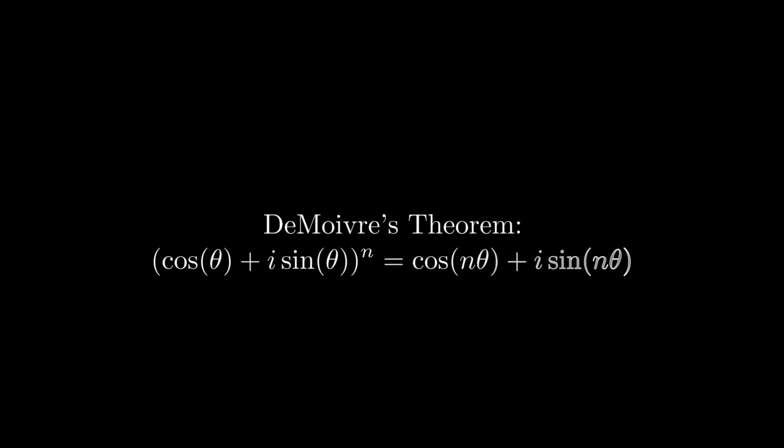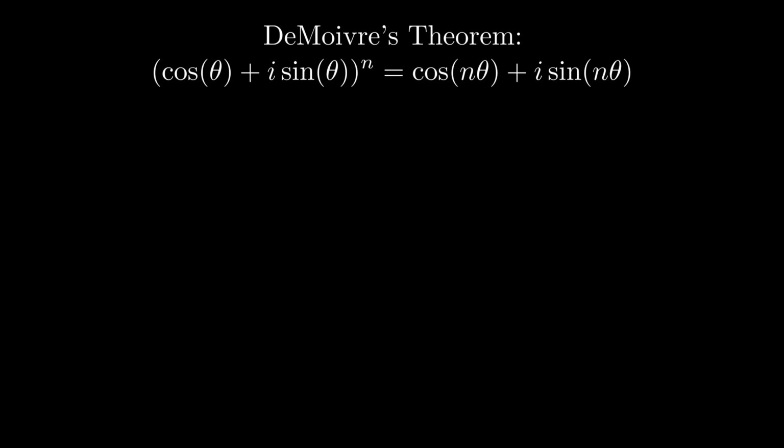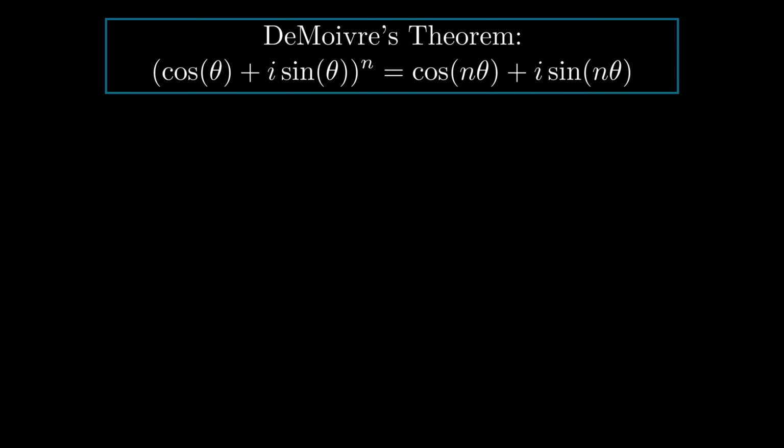Hello there, students. Today we will learn about DeMoivre's theorem and use it to obtain some double angle formulas in an example. DeMoivre's theorem states that (cosine theta plus i sine theta) raised to the nth power is equal to cosine of n times theta plus i sine of n times theta. This theorem can be useful in deriving any number of multiple angle formulas.